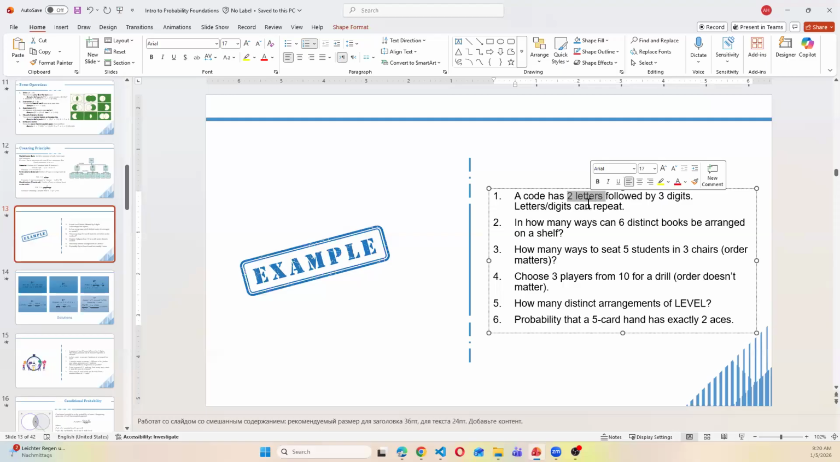26. So if we have 2 letters, it means we have 26 times 26, followed by 3 digits. And you know from 0 to 9, if you count, it's 10. So 10 times 10 times 10, and it can be repeated. So if you are choosing A, next time you can put A again. It means that 26 will remain the same. It's with repetition.